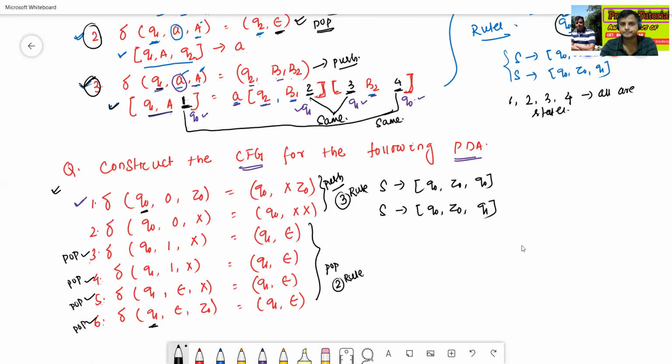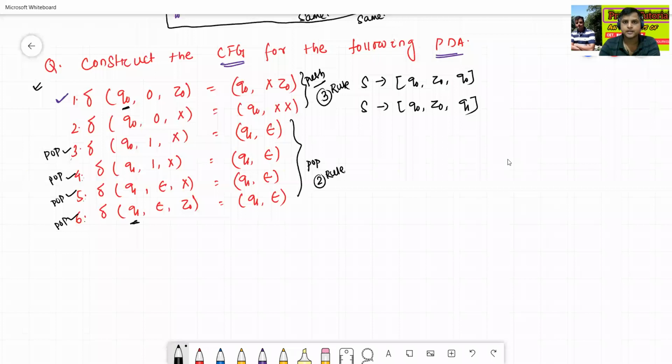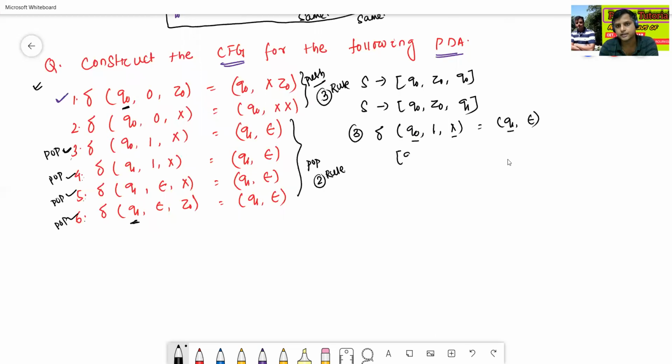Okay, now we'll see. Now for transition 3, transition 3 is here, delta Q0 1 X equals to Q1 epsilon. So now we'll construct the productions of the context free grammar. How? Q0 X Q1 equals to 1. Mark this as 1.